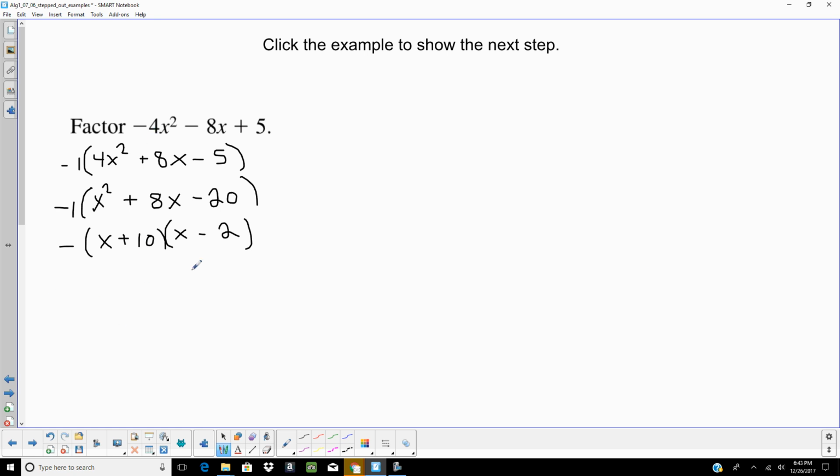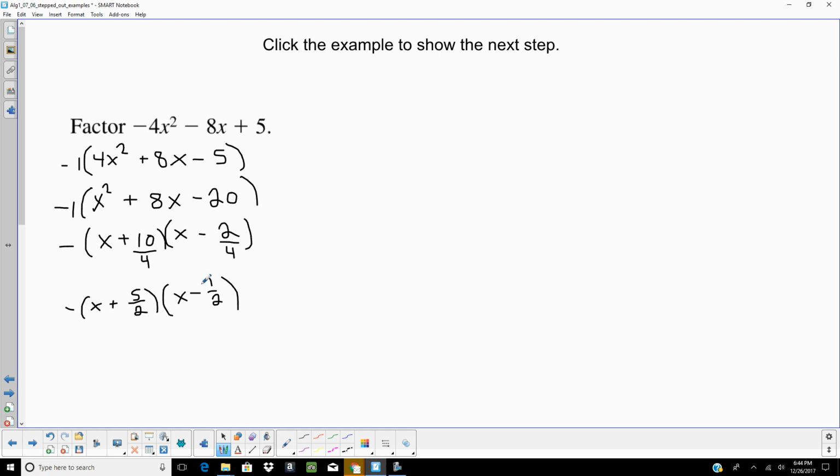Well, I started by multiplying by 4, so now I'm going to divide by 4. And this is a really good example because 10 isn't divided by 4 evenly, but it can be reduced. So let's go ahead and reduce. And I'm going to be left with x plus 5 over 2. And here I'm going to have x minus 1 over 2.